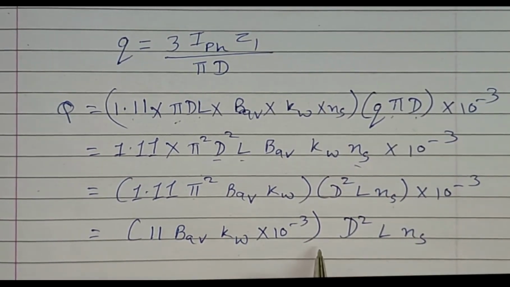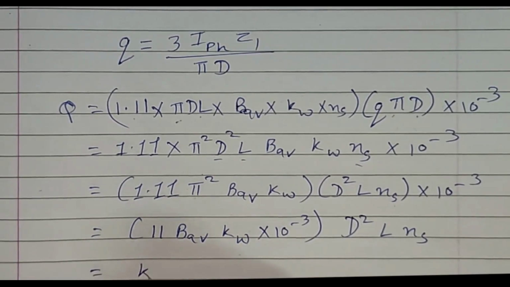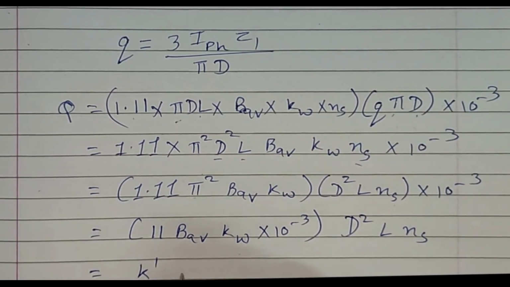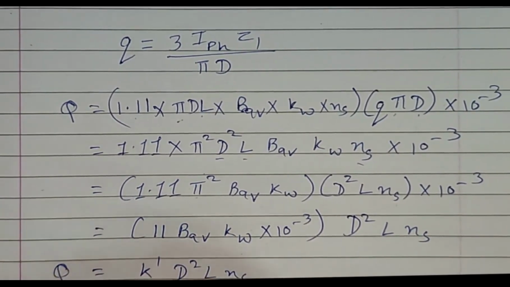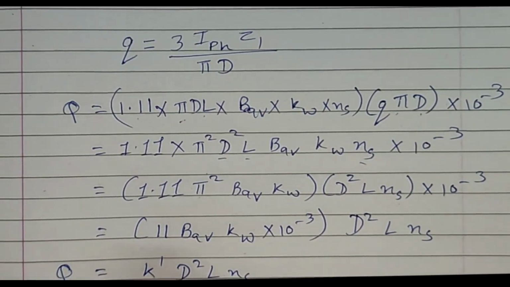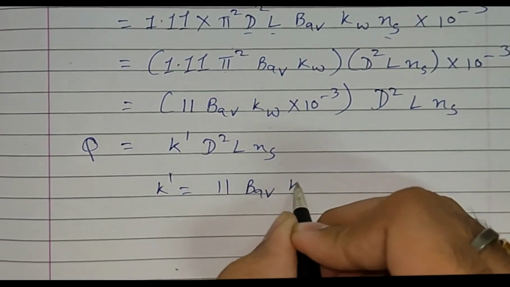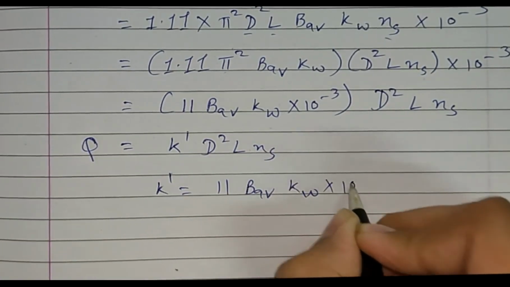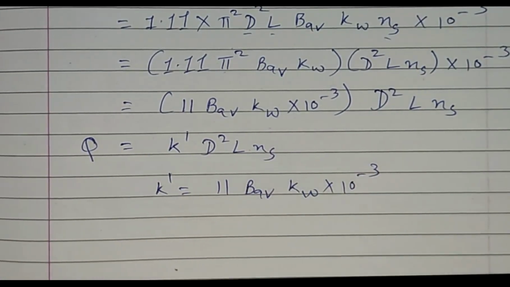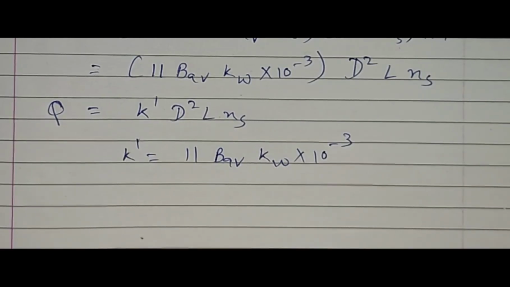Now let's name this as a constant. So let us call this constant K dash, and K dash into D square L NS is my output equation, where K dash is nothing but 11 into BAV into KW into 10 raised to minus 3. K dash is normally called the output coefficient of the synchronous machine.